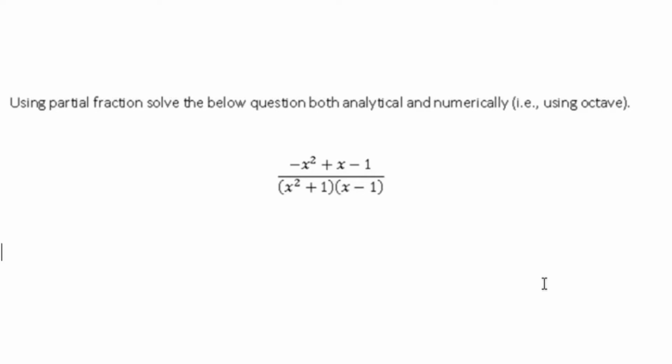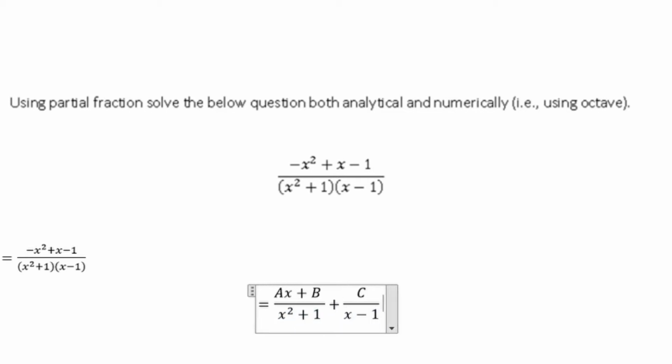Let us solve this equation both analytically and numerically using Octave. First things first, I personally like to rewrite the equation for myself, then only introduce the partial fractions using the partial fraction rules. So for x squared plus 1, we have Ax plus B. For x minus 1, we have C.